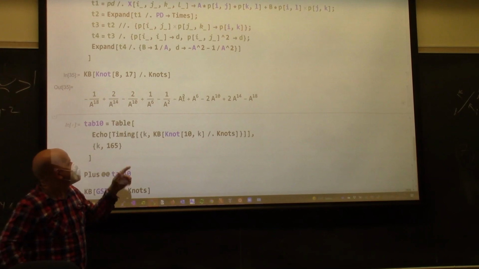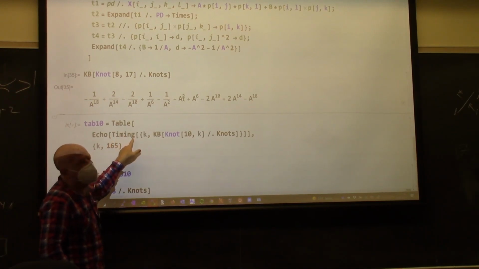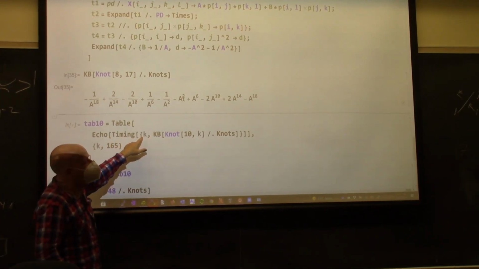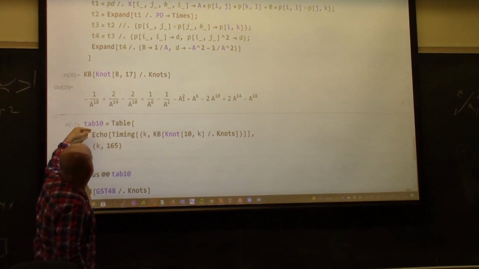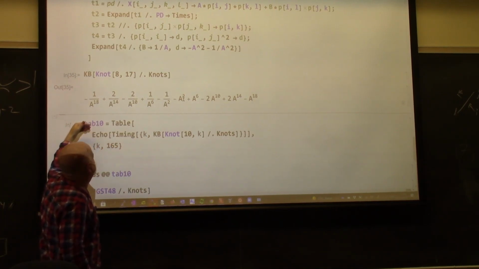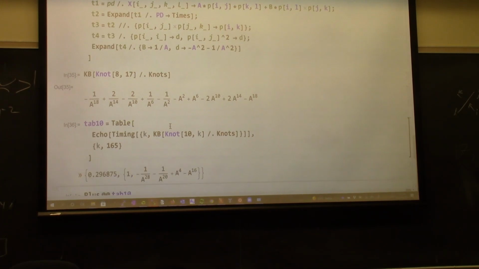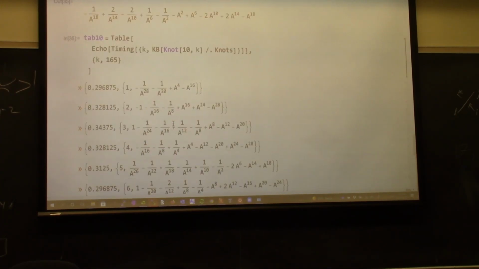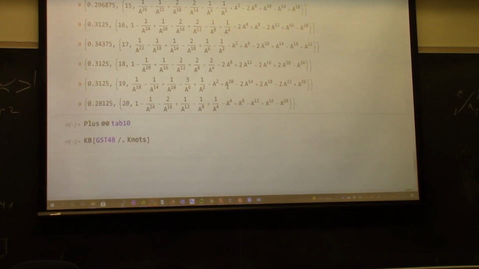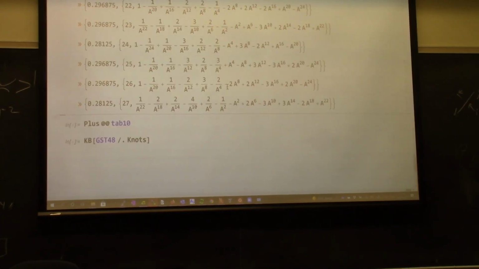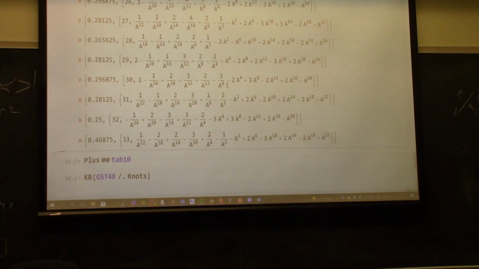which is what. And also I compute the timing of the computation, and I tell the computer to echo the results as they are being produced. So let's see what happens. Okay. Well, it's producing results. These are the Kauffman brackets. They're mostly different from each other, so it's a pretty strong invariant.